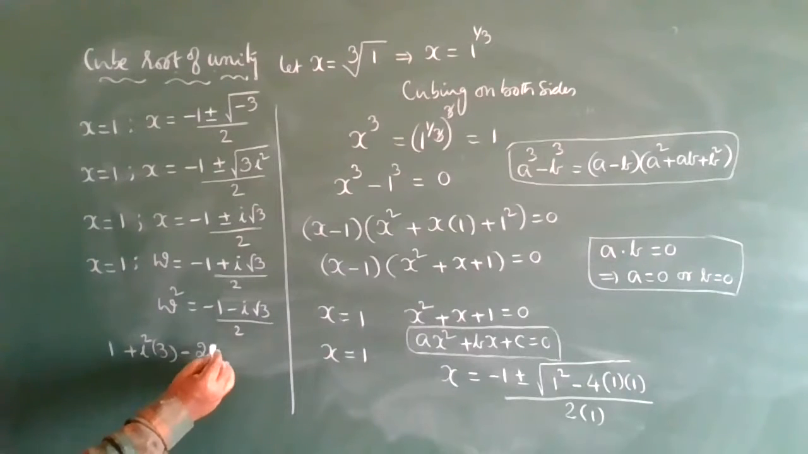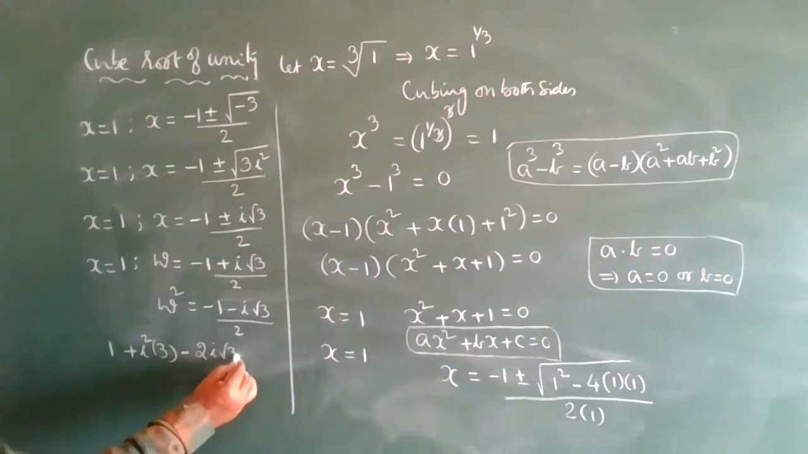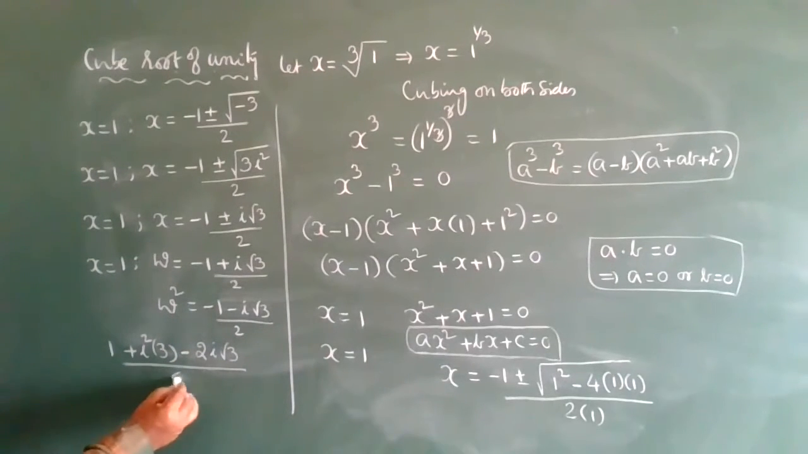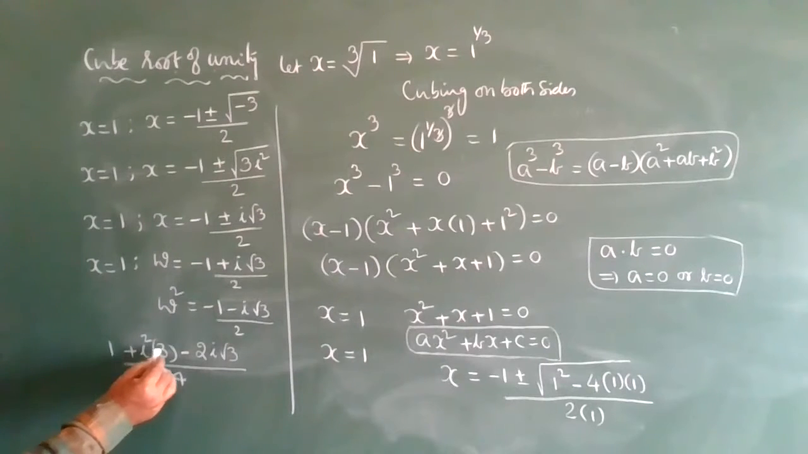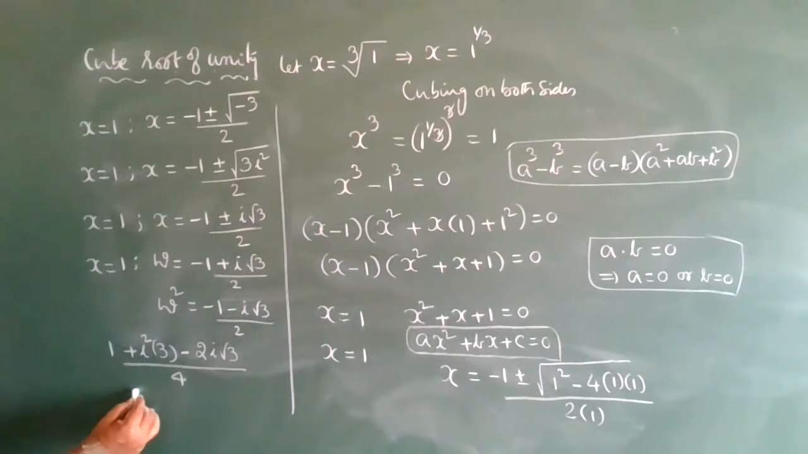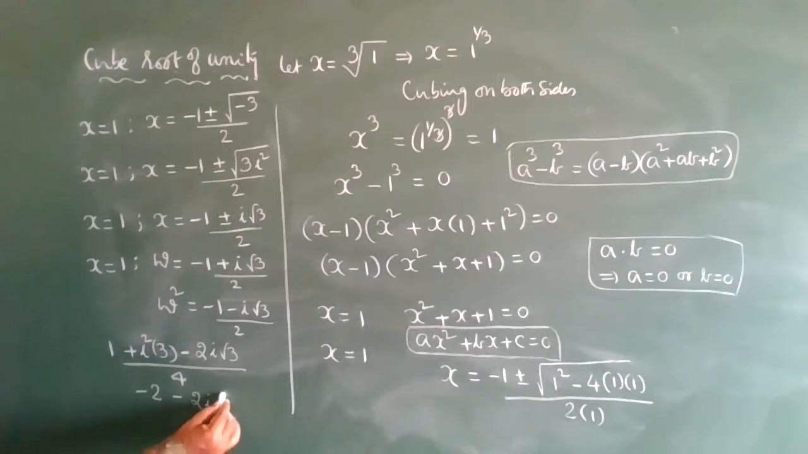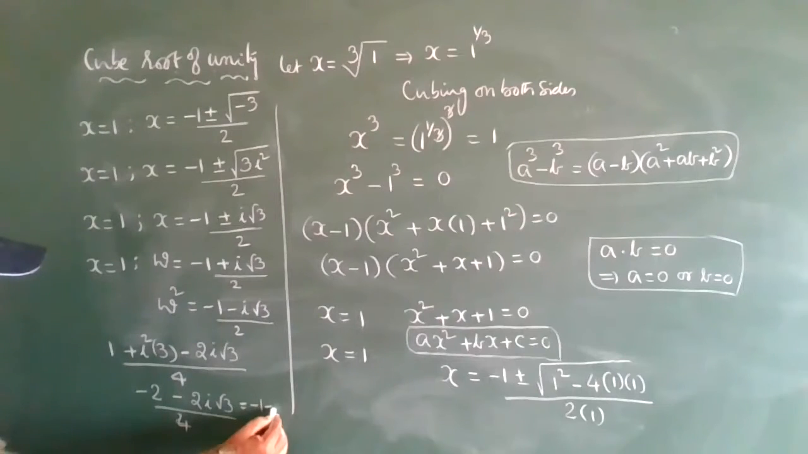Minus 2ab is 2i root 3 by 4. Right, minus i square is minus 3, and 1 minus 3 is minus 2. Minus 2i root 3 by 2. Take 2 as common and cancel. Minus 1 minus i root 3 by 2.